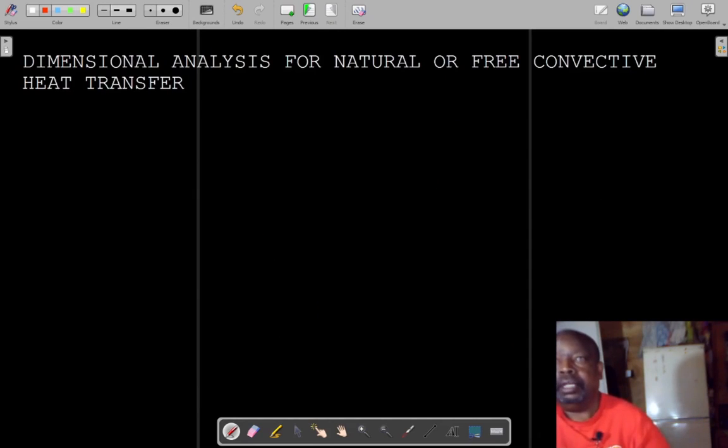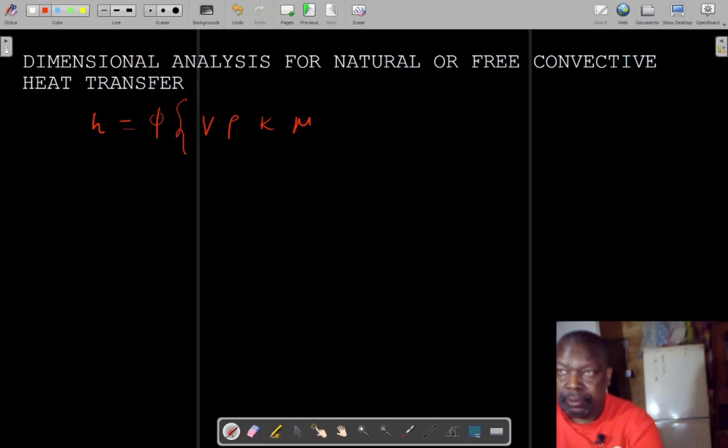So now let us have a look at dimensional analysis for natural or free convective heat transfer. And as we have seen before, H is a function of V or rho, K, mu, C, and the characteristic length, you can either use D or L. So supposing delta T is the temperature difference between the fluid and the solid.